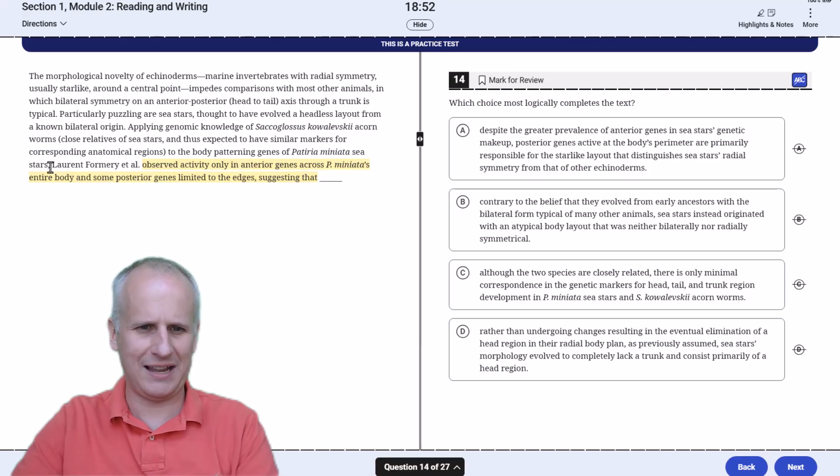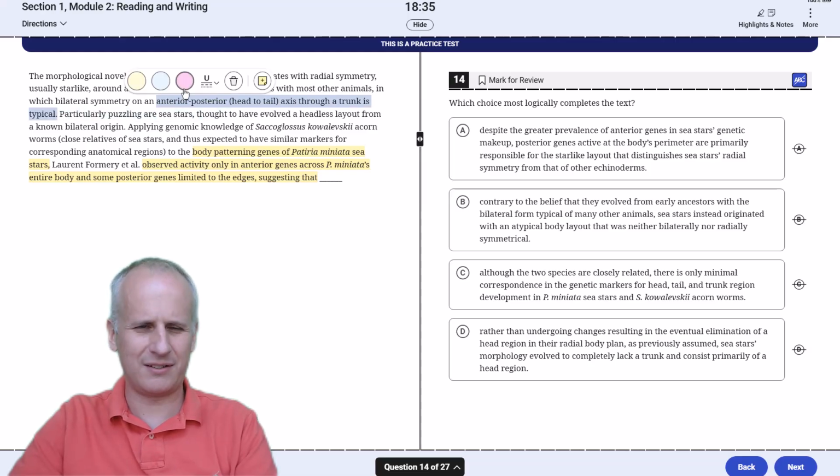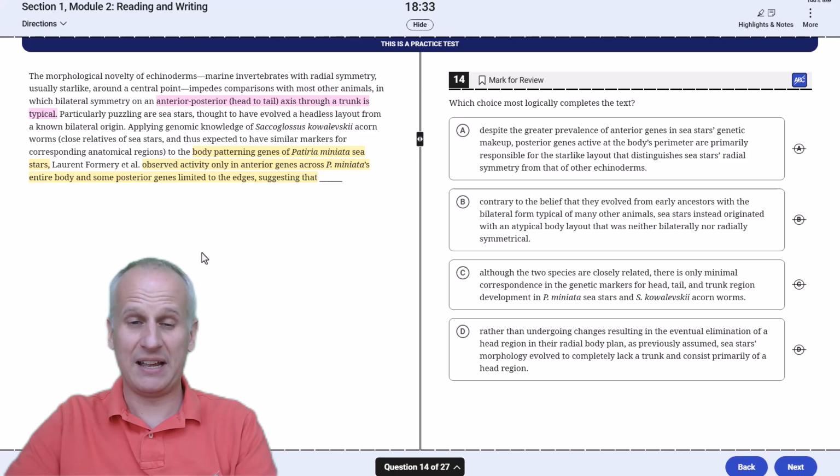Okay, so we are looking at the sea stars pattern. They observed activity only in anterior genes. So we know that anterior is the head, and some posterior genes that are the tail, but it's usually through a trunk. So I'm going to just highlight that in pink. And again, this is really quite dense, obscure content, but we've got to go to the answer choices, finding something focusing on this anterior posterior trunk issue.